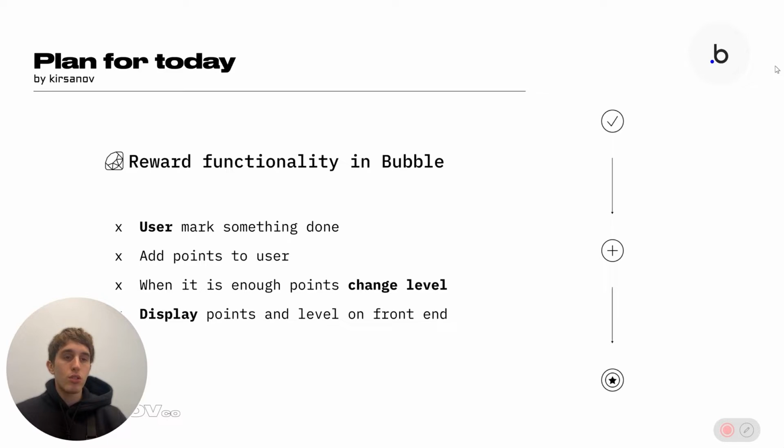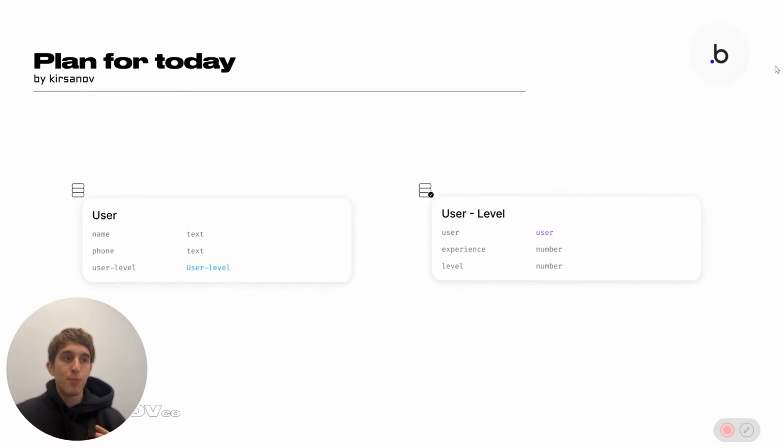What you need to do this in your Bubble app? It's two data types. The first is user. User is standard data type. You just add one more field, user level. This is linked to new data type, user level.